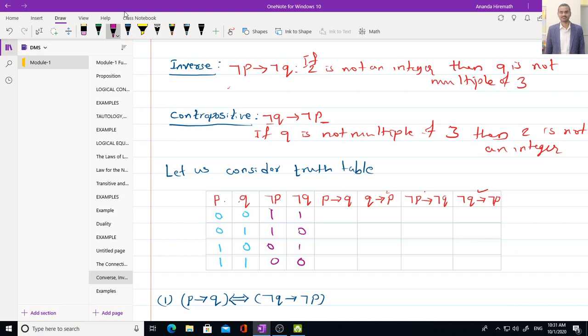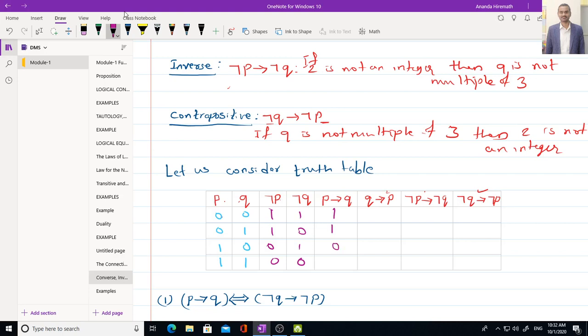P conditional Q means first value should be 1, next value should be 0, then only 0, otherwise all values will be 1. So if the first input is 0, straight away you should write it as 1. See again 1. Now first input is 1, second input is 0, then it will be 0.